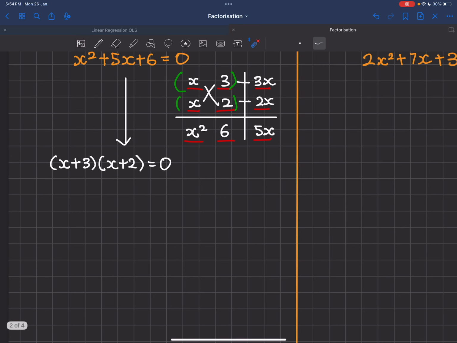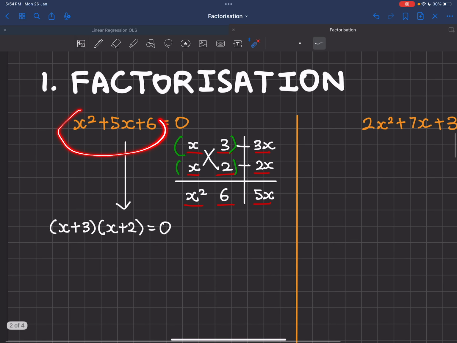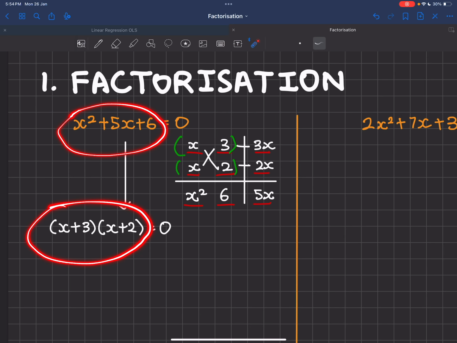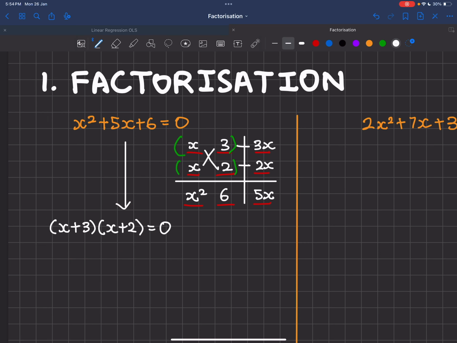We're not done, right? What does this actually mean on a graph? Well, this is our function, right? This is our function. We now factorized it to this. These two are equal. And we want the function to be equal to 0.